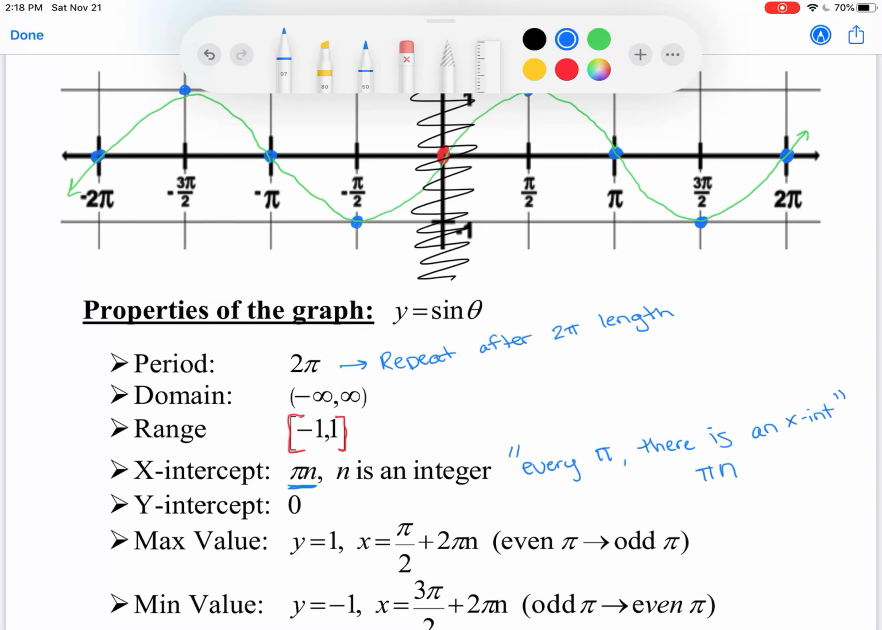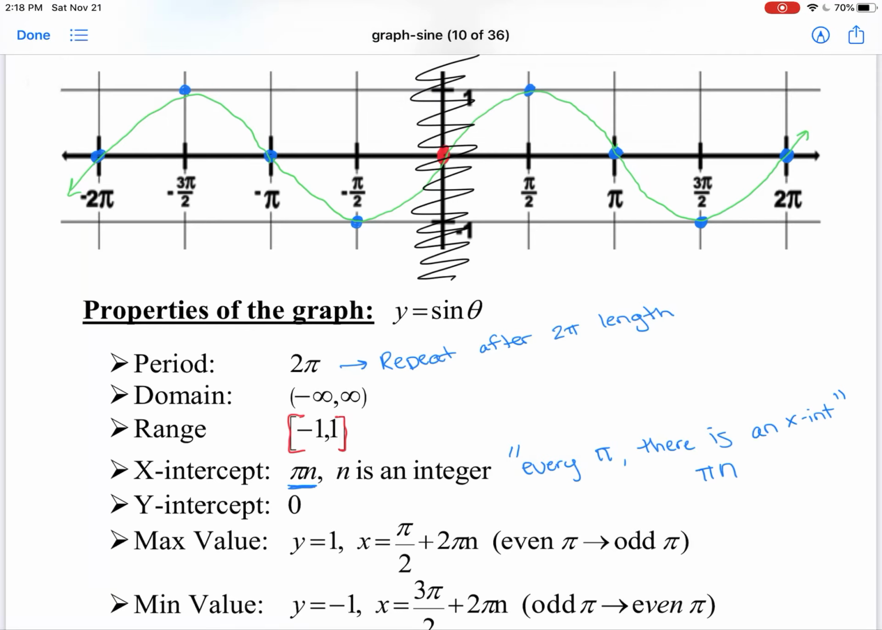So what this is essentially standing for is it's saying that every pi there is an x-intercept. That's essentially what pi n stands for. It could be n number of times, but at every single pi, there will be an x-intercept. So that takes care of every single x-intercept to the left and every single x-intercept to the right. That's what that means. So instead of writing out every single one and going on and on forever and ever, you just get it by saying n with it. That takes care of that.